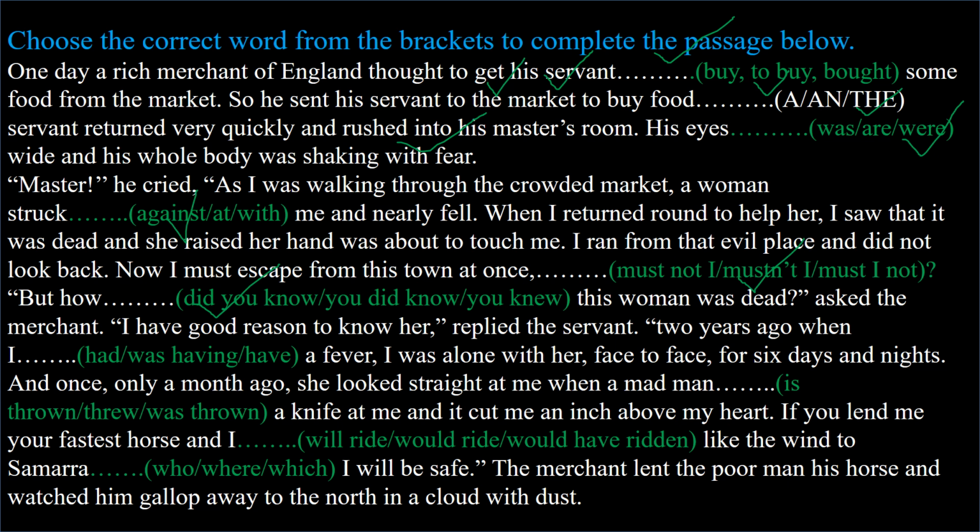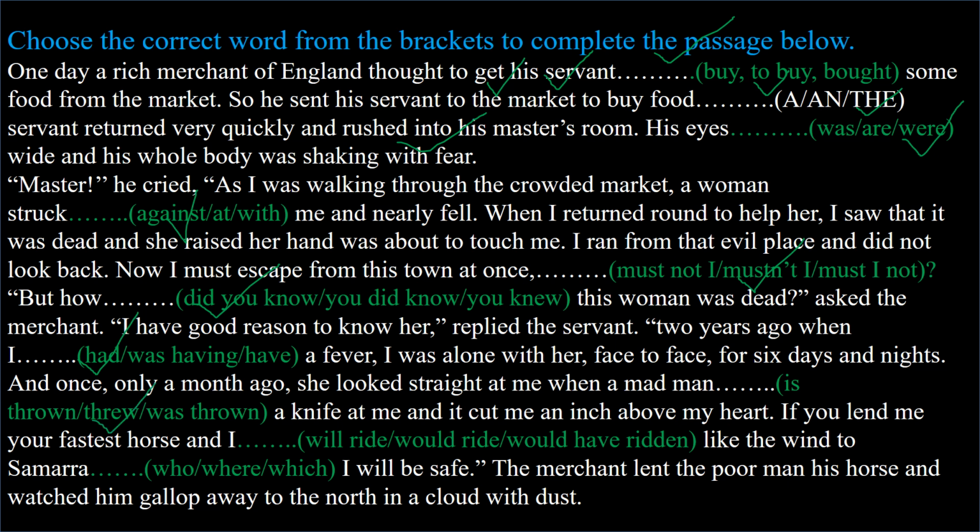Asked the merchant. I have good reason to know her, replied the servant. Two years ago when I had, was having, have. So had will be the correct answer here. I had a fever. I was alone with her, face to face, for 6 days and nights. And once, only a month ago, she looked straight at me when a madman is thrown, through, was thrown. So through will be the correct answer here.